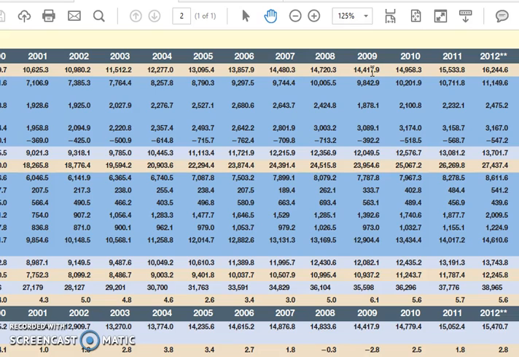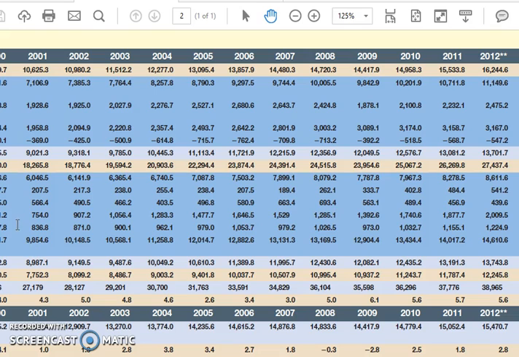I just want to highlight one thing here. 2008 to 2009 is important because the gross domestic product actually goes down. It was 14.7 trillion in 2008, and it was 14.4 trillion in 2009. That's what we call a recession, when the gross domestic product goes down. Okay, so let's get rid of that data. That's gross domestic product.